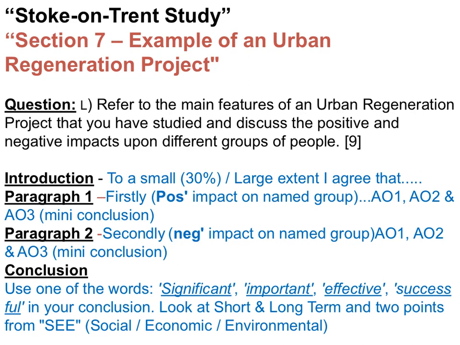Secondly, maybe talk about the negative impacts upon a different group, whether that be young, old, residents, locals, tourists. You decide which group that is. Make sure there's AO1, AO2, AO3 in there. And at the end, of course, write a conclusion.